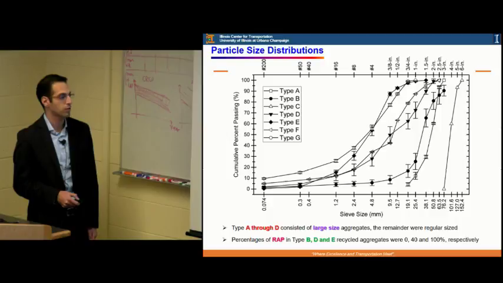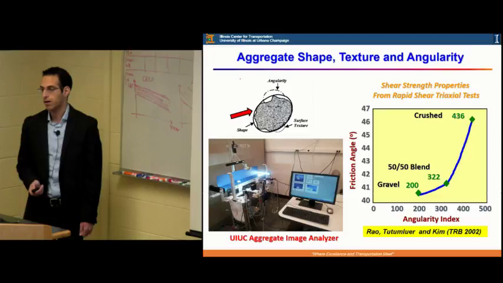And for materials B, D, and E, shown here, the percentage of RAP was varied from 0%. So type B is just 100% crushed concrete. Type D is a blend of concrete and RAP. And then type E is RAP. And we're going to compare the performance of these three sections. So as I mentioned before, the first objective was to characterize those materials in the lab.